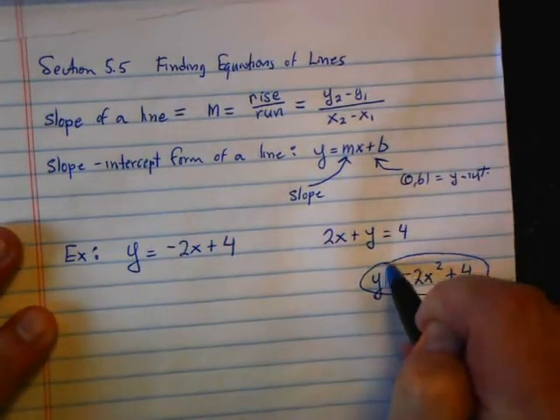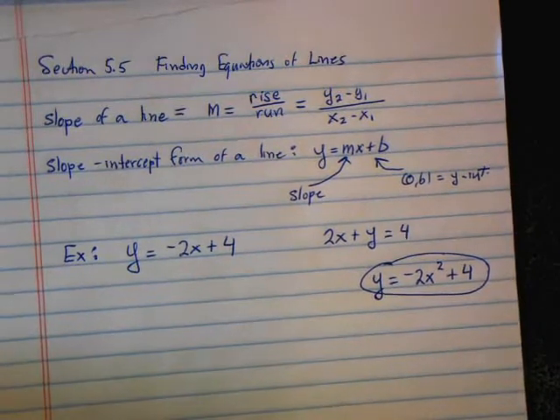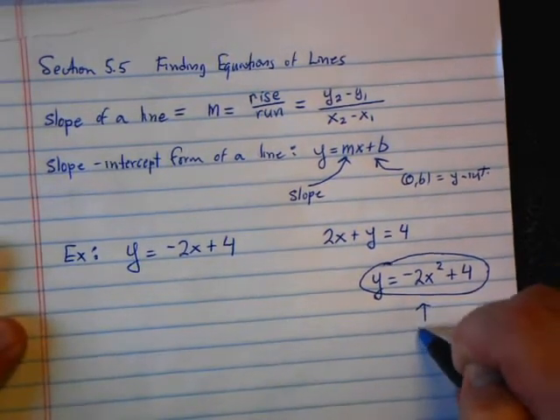Anybody know what that one happens to be? Y equals minus 2x squared plus 4? It is an equation, that's correct. It's an equation because it has an equal sign. What kind of shape do you get if you graph it? Anybody know? That one happens to be a parabola. That's correct. We'll talk about parabolas later in this course. Important thing is this one is not linear.